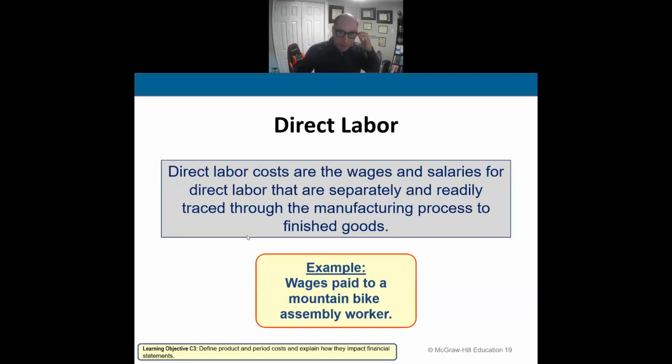Direct labor. These are the employees working directly on the product with hourly wages, typically. So some salary, yeah, but mostly hourly wages. We have employees that are on the assembly line putting the car together. That's direct labor. They're directly involved.